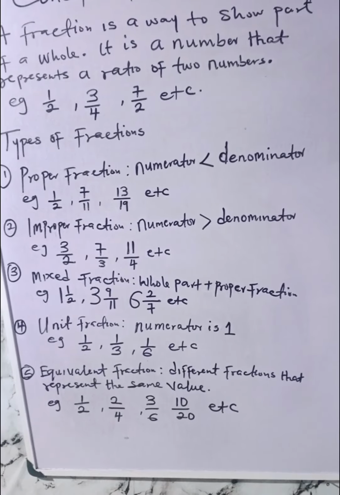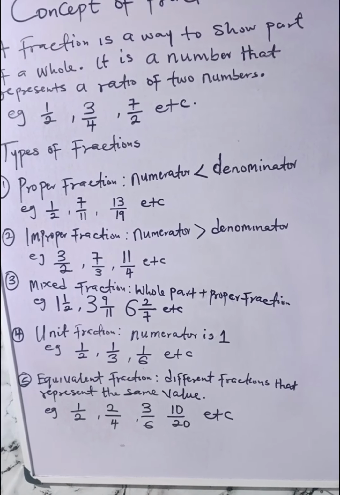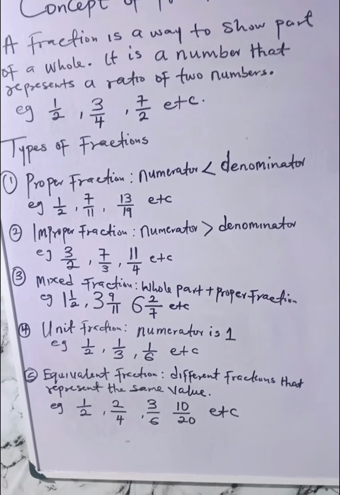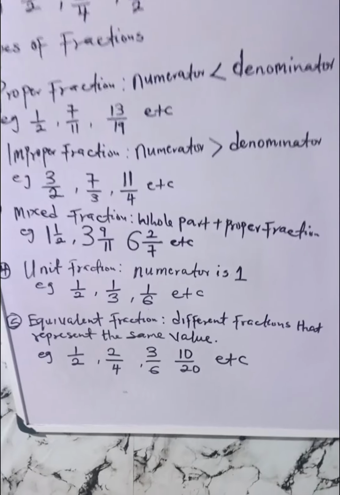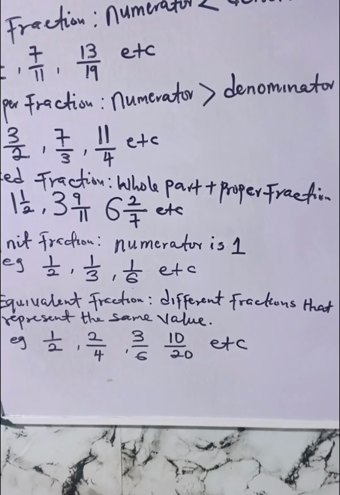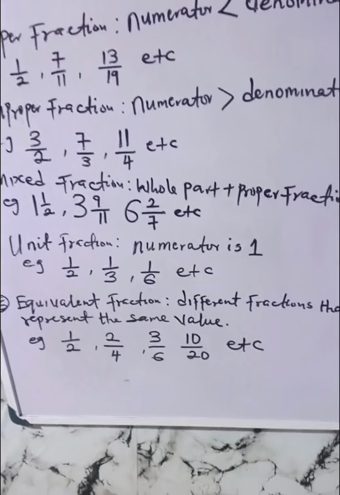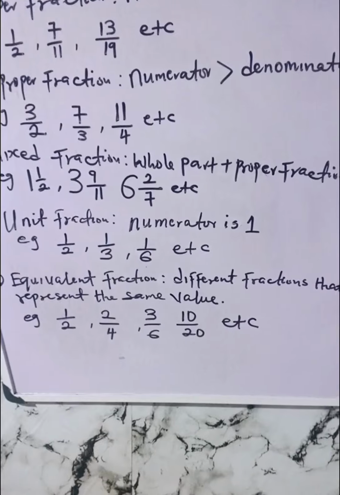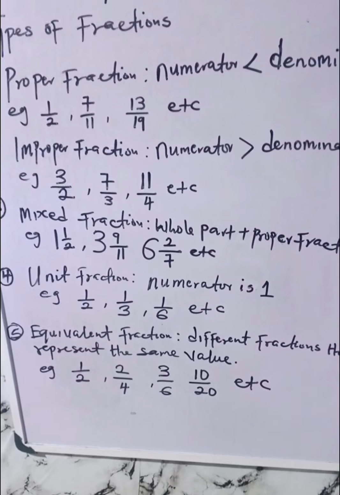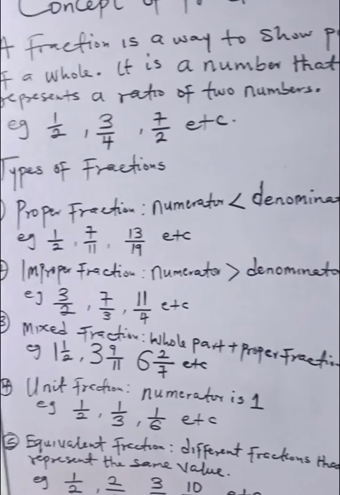Then we have unit fraction. Whenever you have fractions such that all of their numerators are 1, you call it unit fraction. Then lastly, equivalent fraction. Equivalent fraction is a different fraction that represents the same value. When you have two different fractions, yet two of them or three of them are the same in terms of value, you know that such fractions are equivalent fractions.